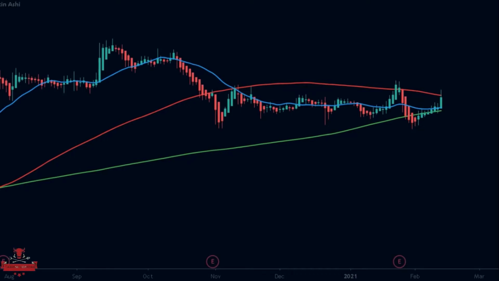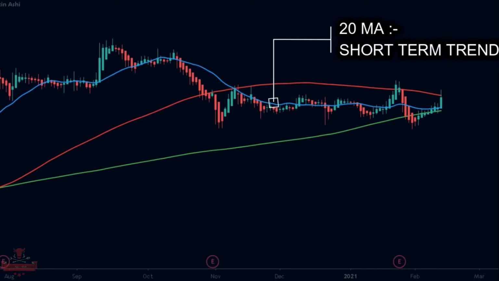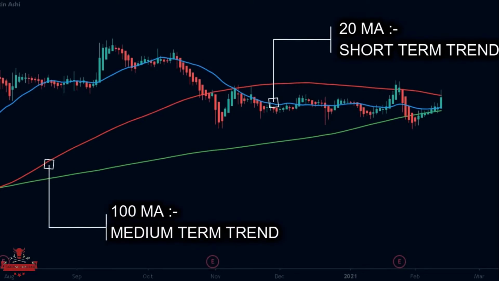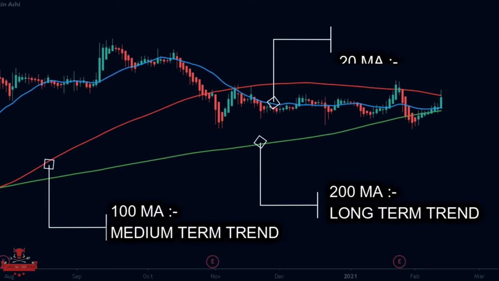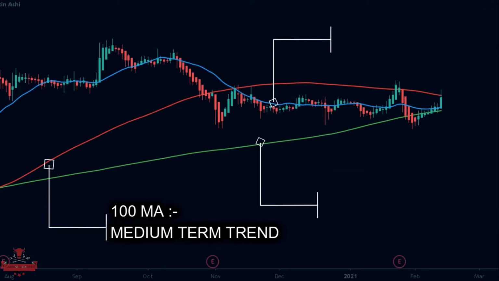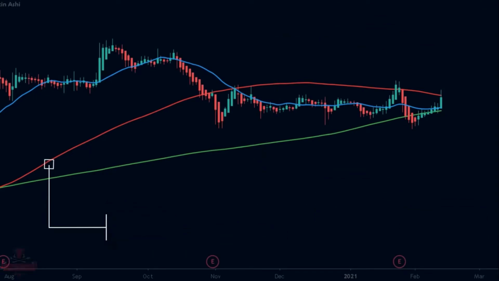For instance, a 20 or 50-period moving average will give us the short-term trend, a 100-period moving average will give us the medium-term trend, and a 200-period moving average will give the long-term trend. For a long-term investor, the 200-period moving average will be suitable, while for a day trader, the 20-period moving average will be suitable. The strategy discussed in this video will work on any moving average. But for the sake of this video, we will use a 100-period moving average.